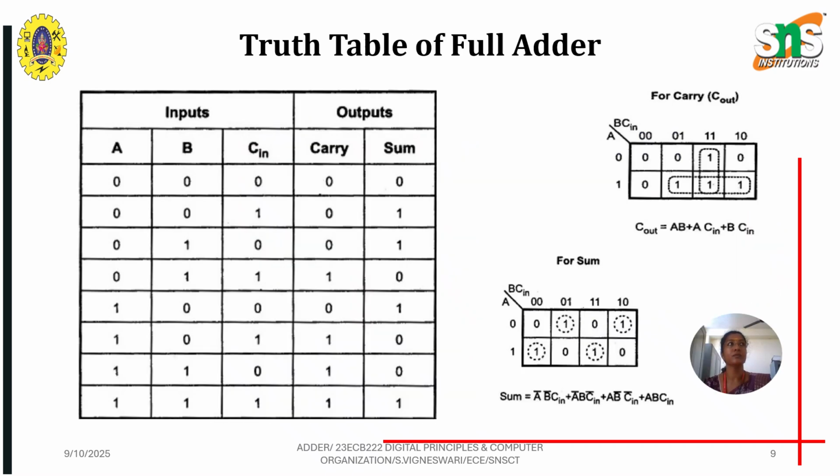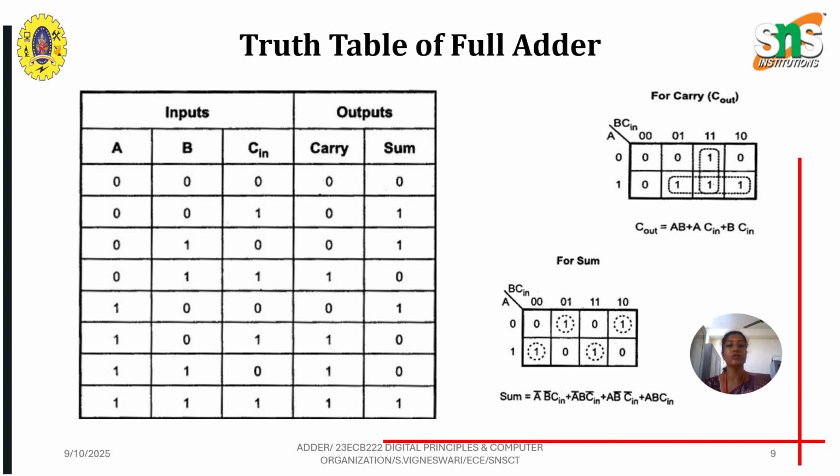So you can see the truth table of a full adder circuit. For the full adder, you have the inputs A, B and Cin. When all three are 0, you get the output sum and carry as 0. When A and B are 0 and carry in is 1, you get carry as 0 and sum as 1. In the same way, when A, B, Cin are 0, 1, 0, you get carry 0 and sum 1. And in the next category, when A is 0 and B and Cin are 1, you get carry 1 and sum 0, because 1 plus 1 is 10.